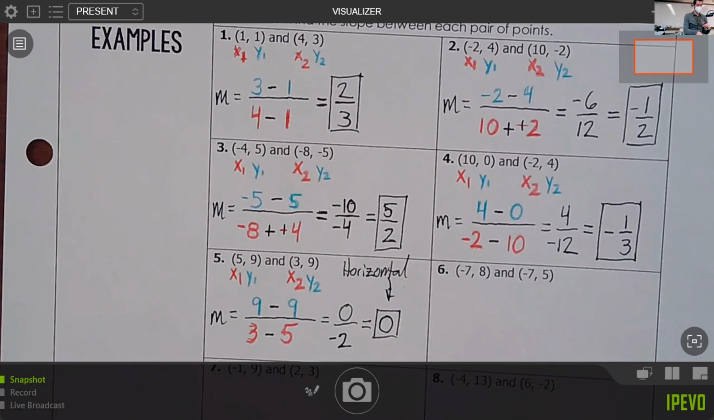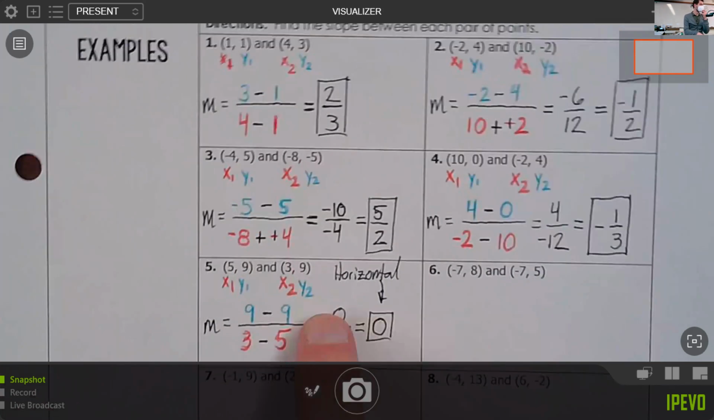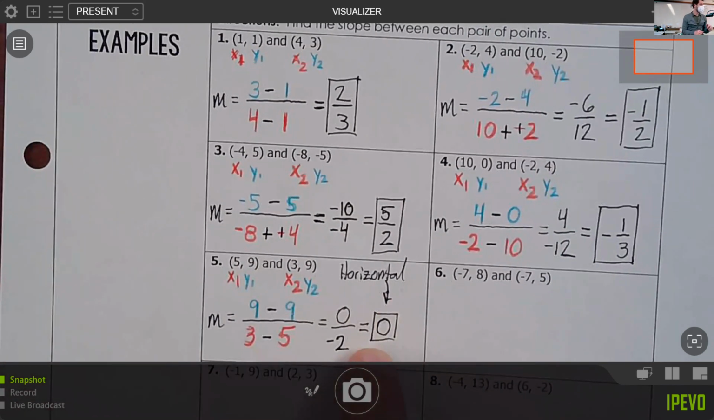So if it's a slope of 0, I usually write the word horizontal, just to be like, okay, every time I see that, I'm going to write that word just so I know that that's the kind of line I'm looking at when I have that slope. Number 6, let's move on to that one. And then this will be the last one that we do as a class.